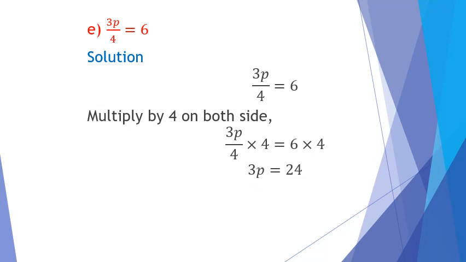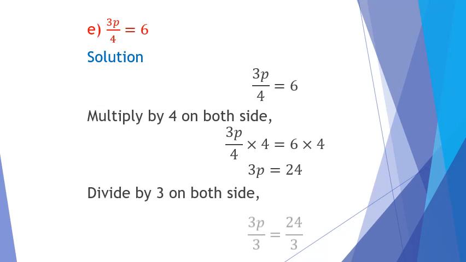So, we have 3P equal to 24. Now, to separate P, you have to divide by 3 on both sides. That is 3P upon 3 equal to 24 upon 3. After cancelling, we get P equal to 8. So, P equal to 8 is the solution.